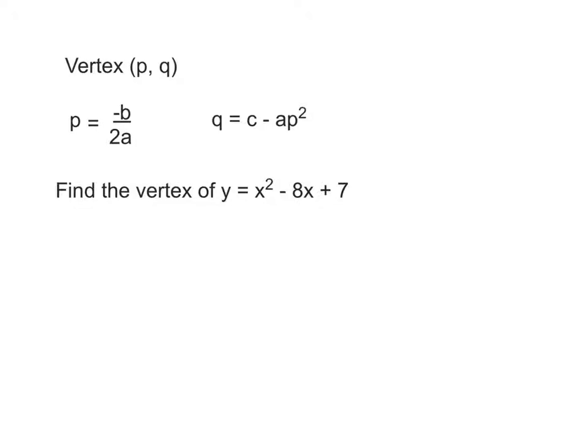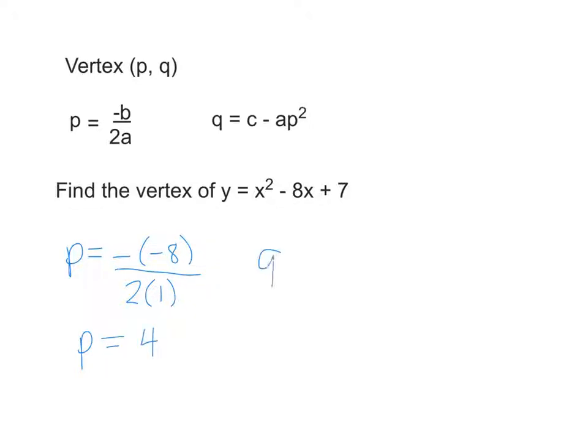So to use these equations and find the vertex, P is equal to -b. What's the value of b? -8. It's the number in front of the x. So it's -8 over 2 times a. And what's a? It's 1. Yeah, you don't see any number in front of the x squared, so it's a 1. So that works out to 8 over 2, which is 4.